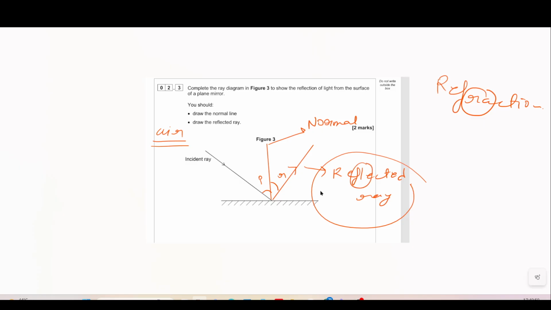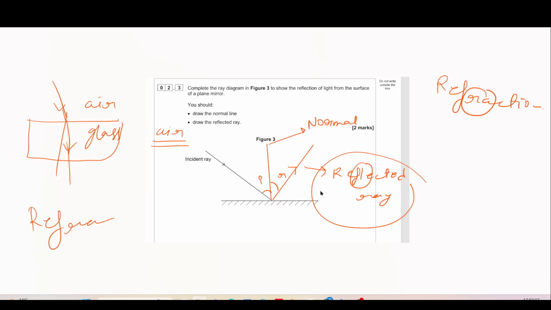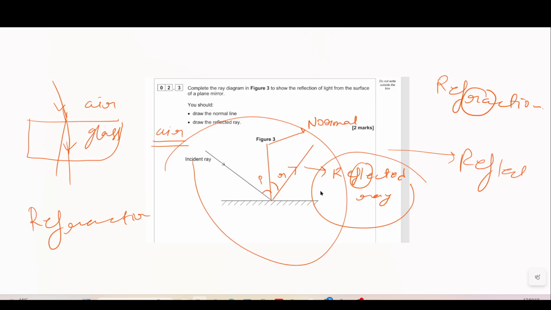Remember, the last diagram was a glass slab with an incident ray, a normal and a refracted ray, because the medium has changed from air to glass. So this process is called refraction, but here the medium remains the same, that's why it is called reflection. When it says reflection, it bounces back into the same medium, but here it is entering from air to glass to air again.